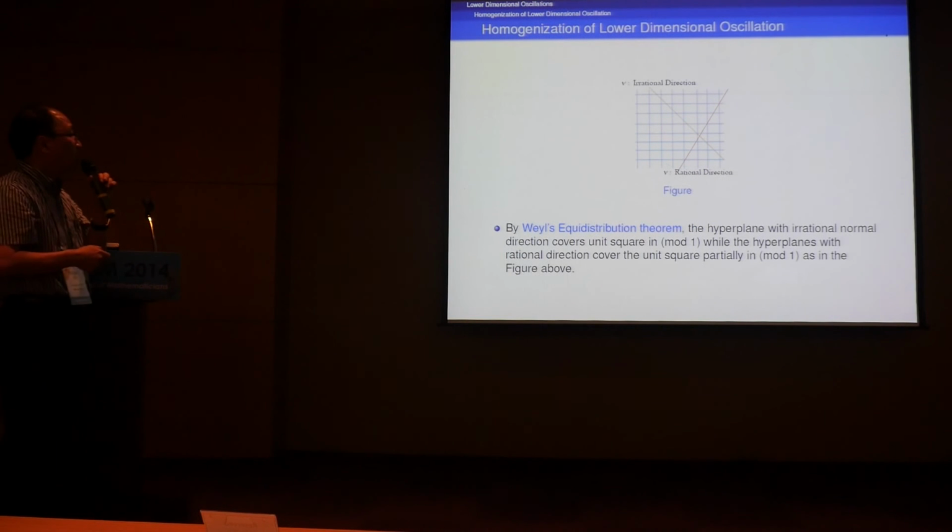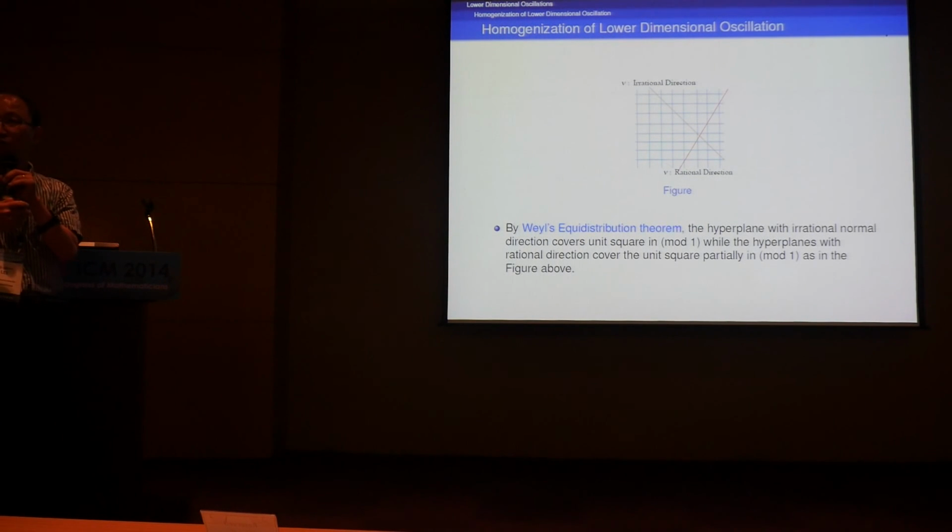But if my direction is an irrational direction, by Weyl's equidistribution theorem, the hyperplane with the irrational normal direction covers the unit square in model 1. So you may expect a simple average. In other words, a rational direction plays like the e1 direction before, and the irrational direction plays like some transversal direction in the previous example. So it takes a lot of work, but pretty much like that.